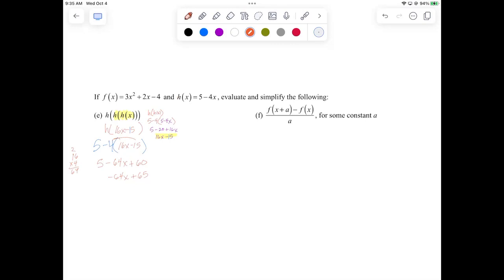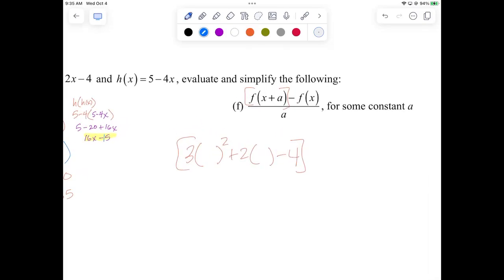So we're going to get, in the top, f(x + a). That's going to be 3 blob squared plus 2 blob minus 4. There's the first one. And what am I going to plug in to the parentheses? I'm plugging in an x + a right there. So I get x + a.